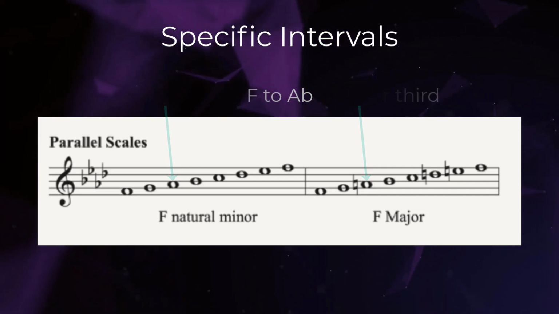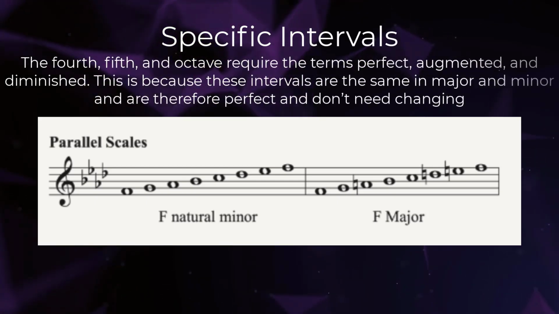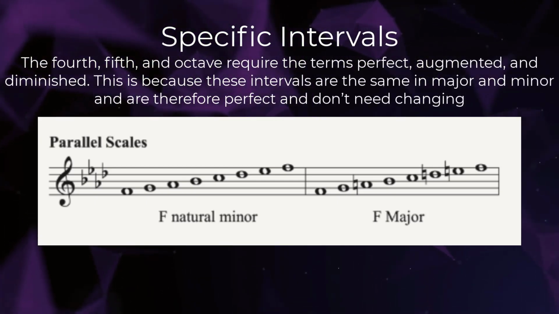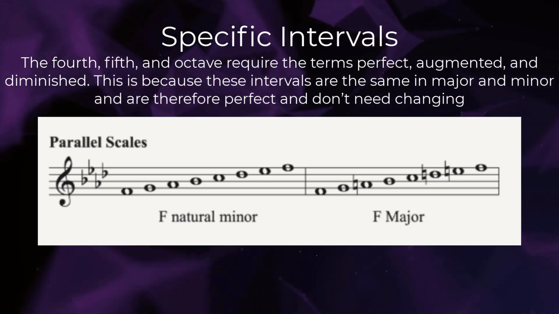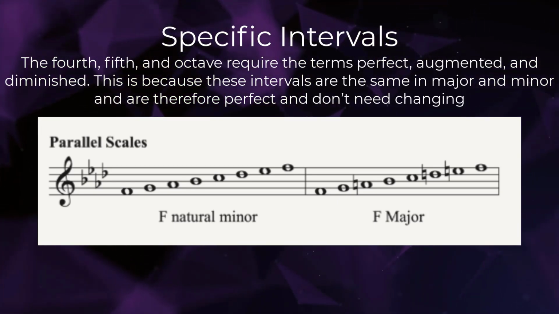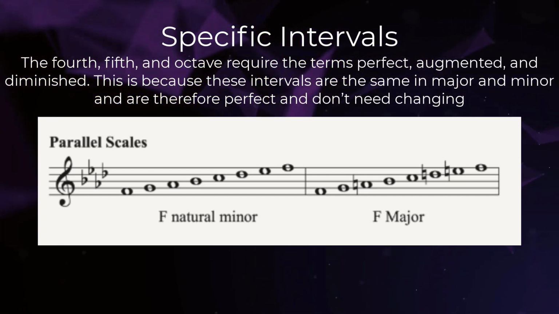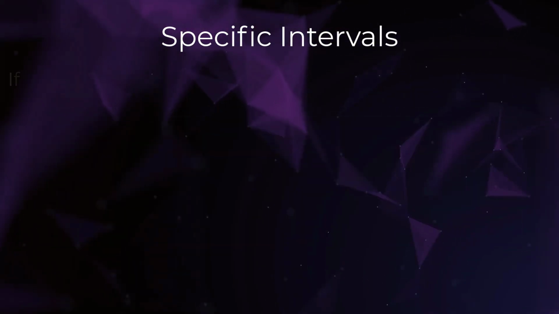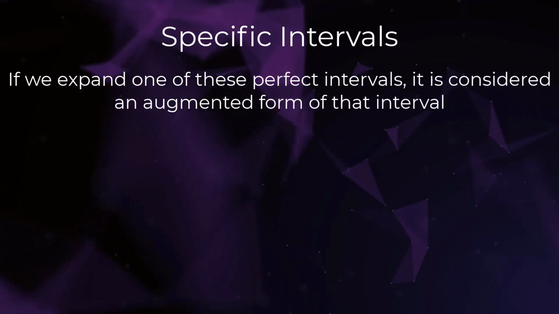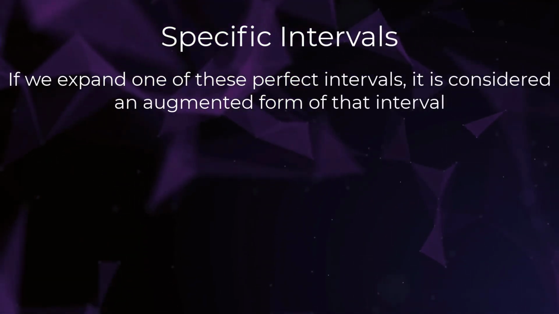third. The fourth, fifth, and octave require the terms perfect, augmented, and diminished. This is because the intervals are the same in major and minor, and therefore are considered perfect and don't need changing. Now, if we expand one of these perfect intervals, it is considered to be an augmented form of that interval.